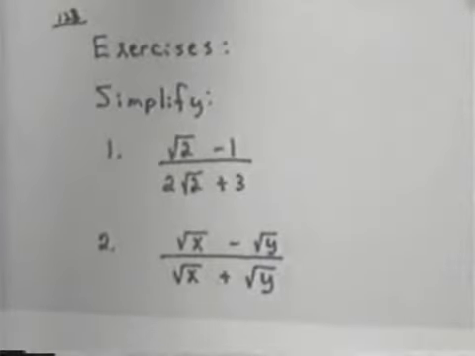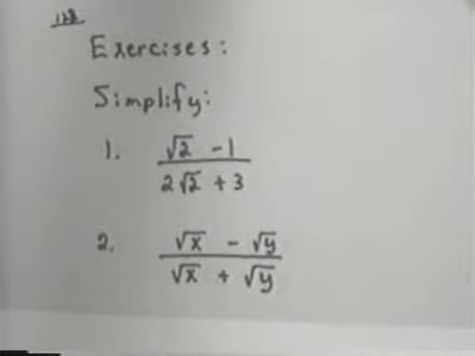Now I'm going to give you some more exercises. Simplify the first one: the square root of 2 minus 1 over 2 times the square root of 2 plus 3. The second one: the square root of x minus the square root of y divided by the square root of x plus the square root of y. Carefully copy both problems, stop the tape, work the problems, restart the tape to check your answers.